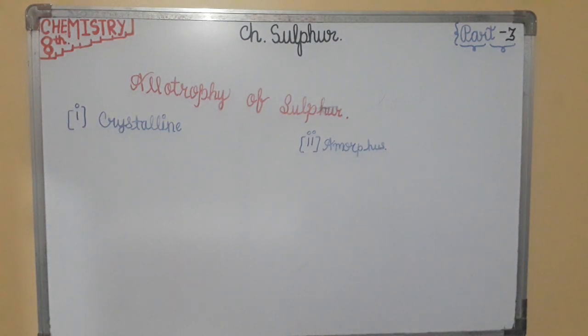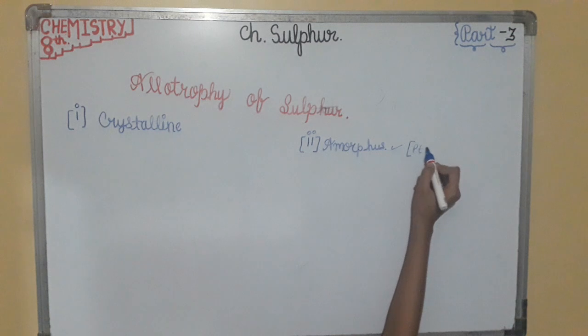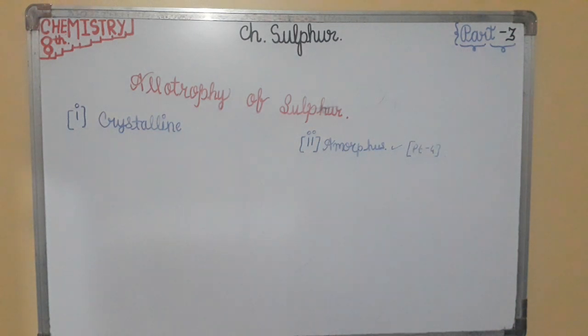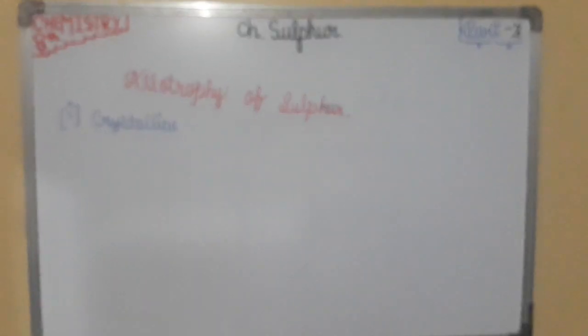In this part we will only learn about crystalline. In part 4 we will learn about amorphous. So let's start to learn about crystalline. In crystalline there are again forms of sulfur. The crystalline forms of sulfur are rhombic sulfur and monoclinic sulfur.